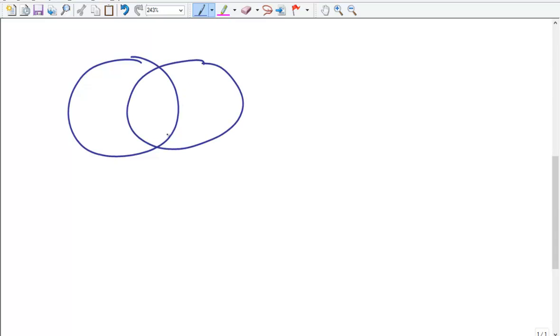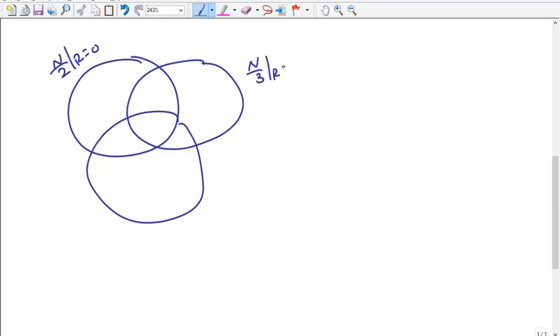Let's take the numbers. I'm using set theory to explain. These are numbers divisible by 2 where the remainder is 0. These are numbers divisible by 3 where the remainder is 0. These are numbers divisible by 5 where the remainder is 0. Now we have got some areas where a number comes under the first set and the second set, and there's one area which comes under all three sets.